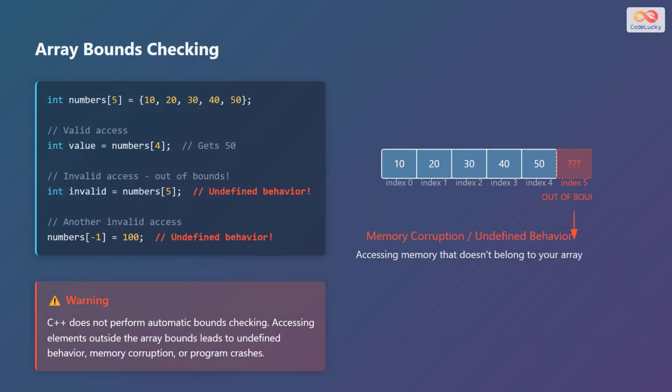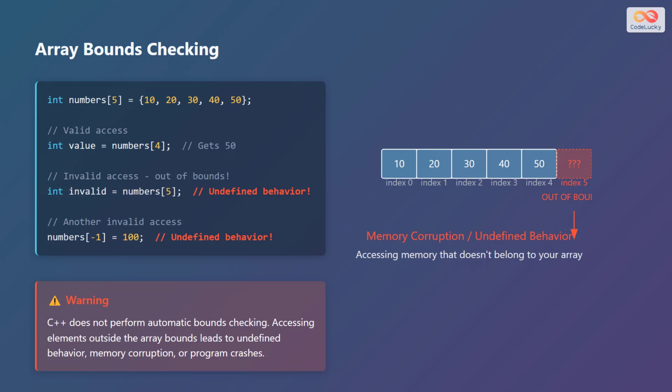It's crucial to understand array bounds checking in C++. C++ does not perform automatic bounds checking. This means that the compiler does not prevent you from accessing elements outside the valid range of indices. Accessing elements outside the array bounds can lead to undefined behavior, memory corruption, or program crashes.